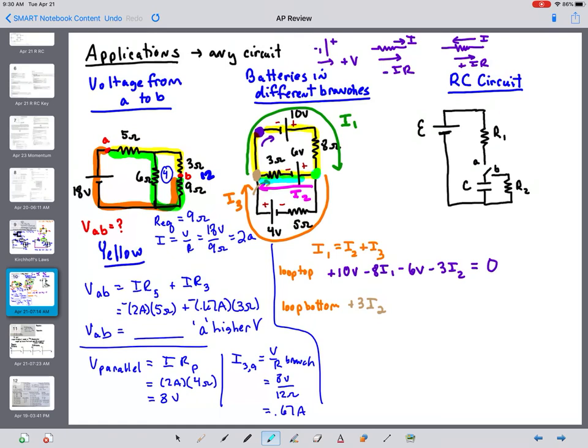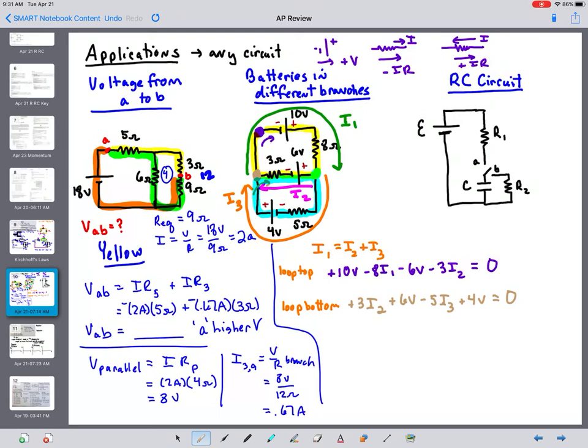Then I continue to move, and I run into the 6 volt battery. Going from low to high, that is an increase of 6 volts. I continue going down the lower loop, and then I run into the 5 ohm resistor. I'm moving in the direction of the current I3, so this would be a decrease of 5I3. Then I run into my battery. I go from low to high, so that would be an increase of 4 volts. I keep going, and I made it back to the beginning, and so it equals 0.